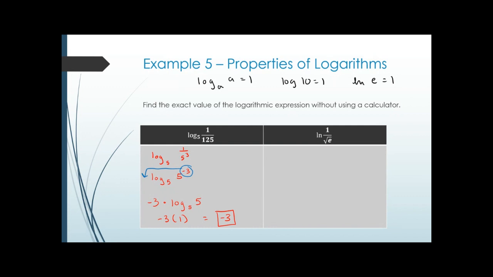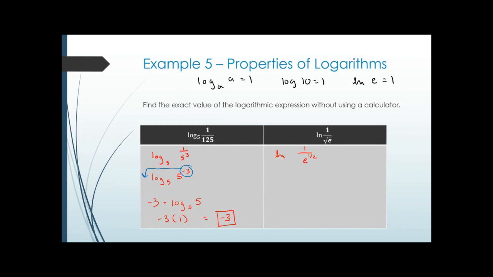The second example here, I have the natural log of 1 over the square root of e. So first, I need to turn that square root to the exponent form. And that's another skill that you have to use when you go on to calculus. So instead of writing 1 over the square root of e, the square root is equal to the 1/2 power. So I'm going to change that to 1 over e to the 1/2.